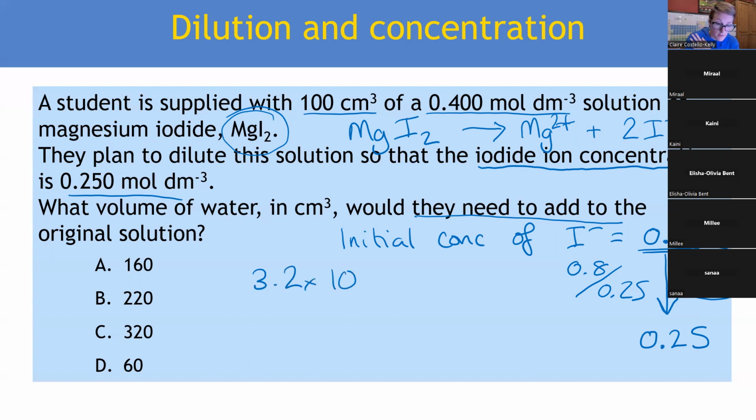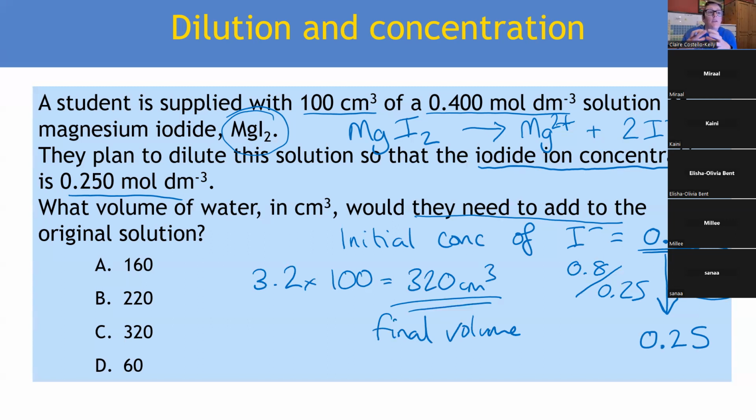3.2 times 100 is 320 centimeter cubed. That is my final volume, not my final answer. Careful. Because I didn't start with nothing, I started with 100, and I need to dilute it so it's now 320. That does not mean I add 320, because then I've got 420, and then it's 4.2 times bigger.